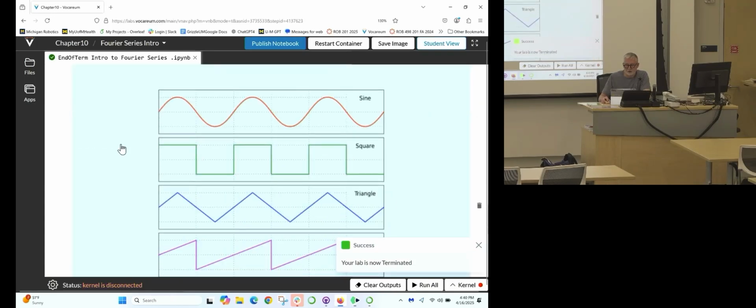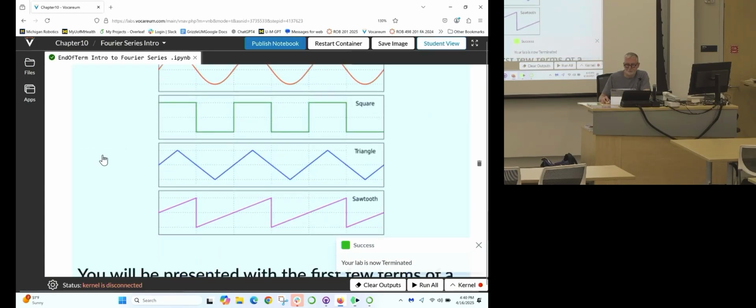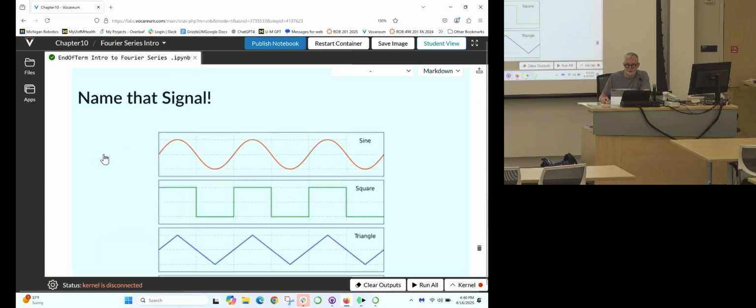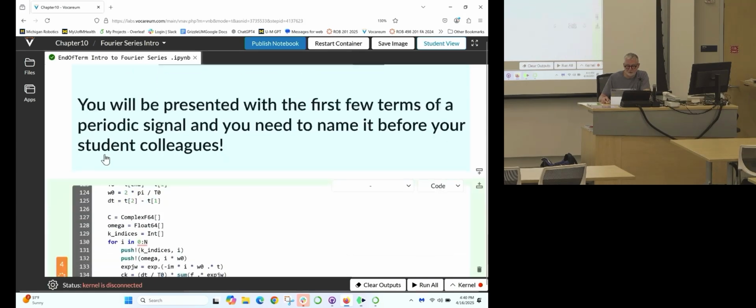So you can download the handout from Canvas. We're playing a game, Name That Signal. It's just like name that tune, okay? I'm going to give you different pieces of the Fourier series, and you got to tell me what it is.